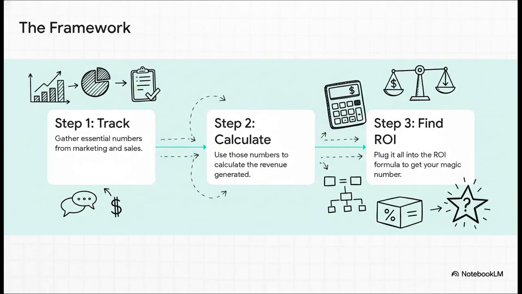The whole thing really just breaks down into 3 simple stages. First, we're going to gather a few key numbers from both our ad platform and our CRM. Second, we use those metrics to calculate the total revenue that we've generated. And third, we just plug it all into one final straightforward formula to find our ROI percentage. That's it. So let's look at the inputs we'll need.